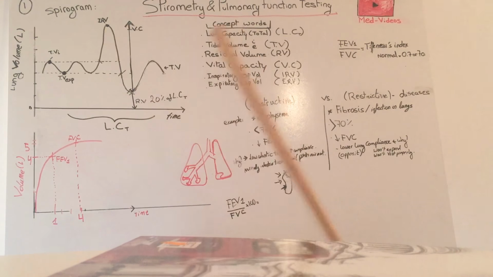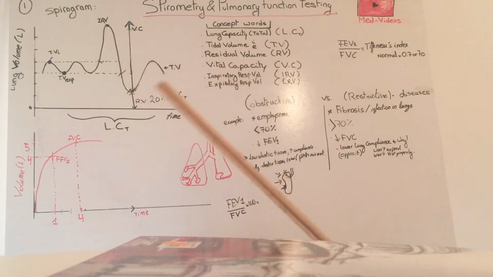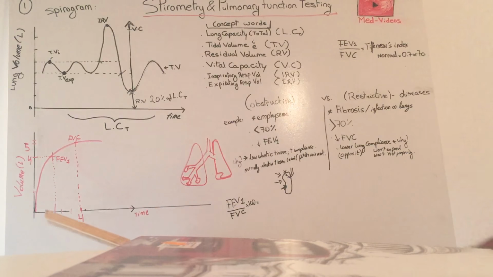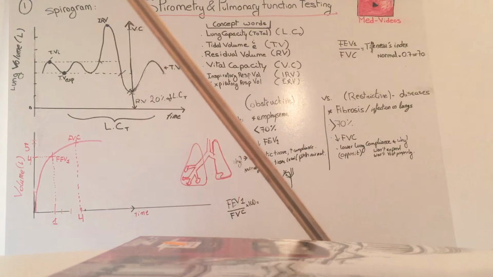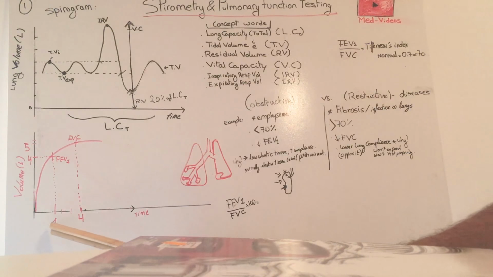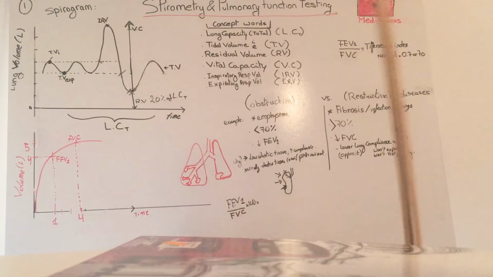Okay, so the first concept you want to understand is FEV1, which is your forced expiratory volume in 1 second. So if you were to expire as hard as you possibly can, this will be about 80%, 70% in a normal adult male. Okay?